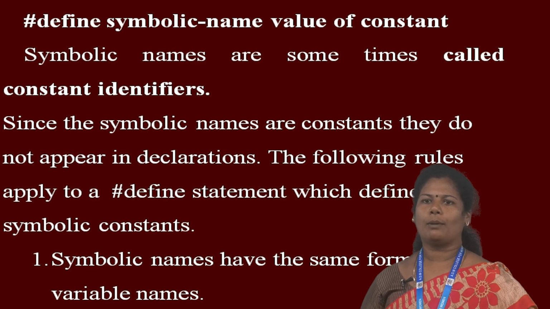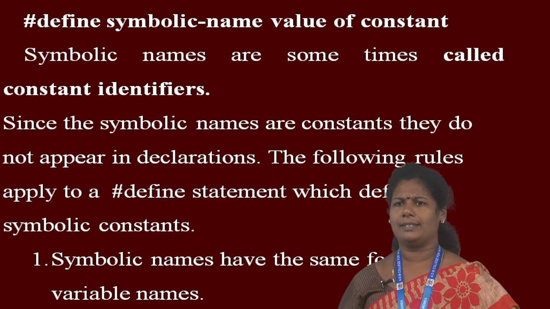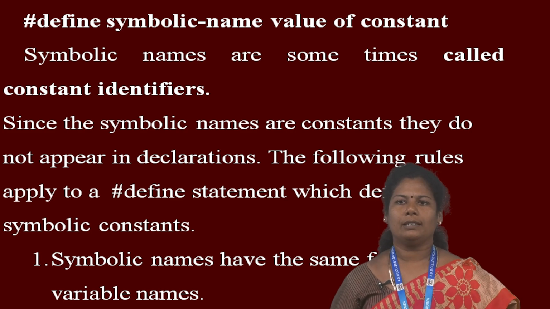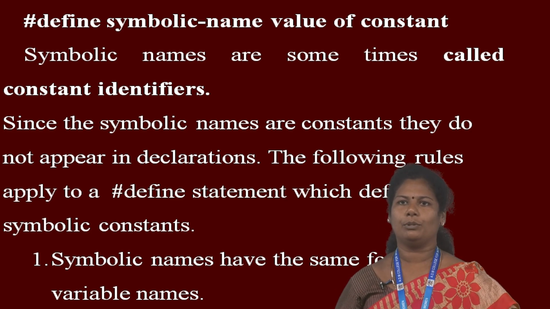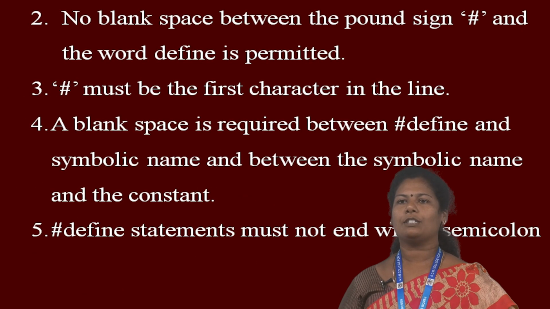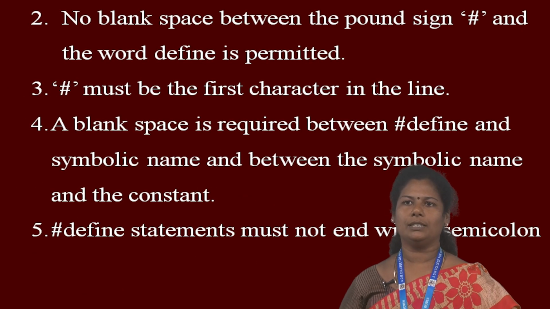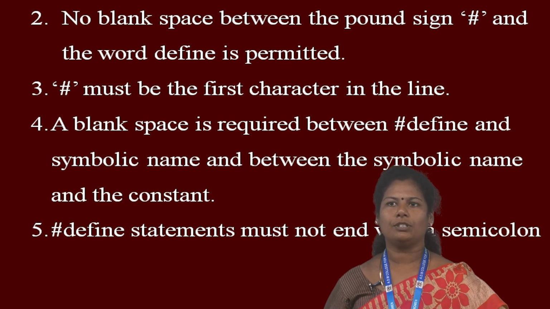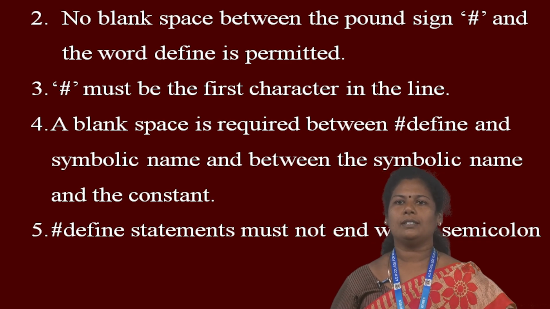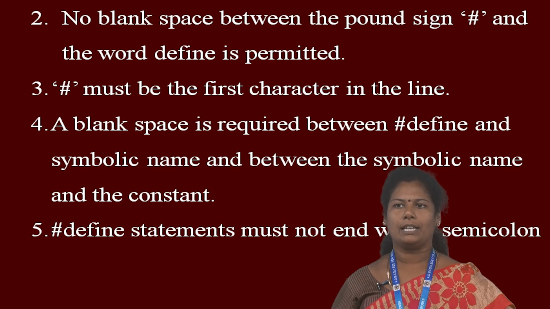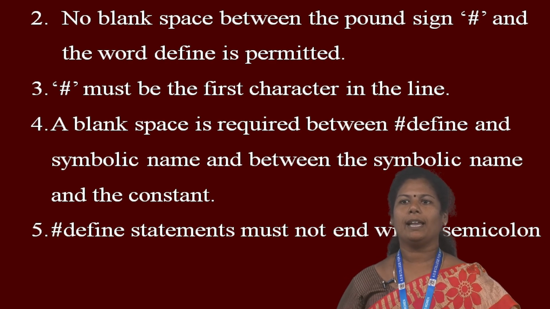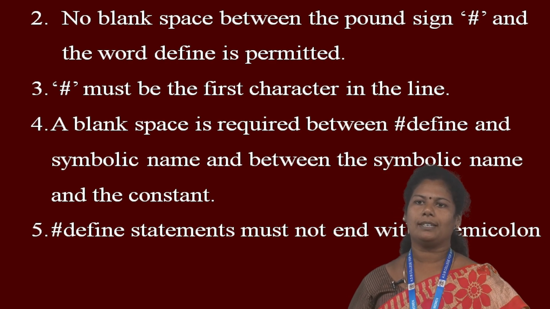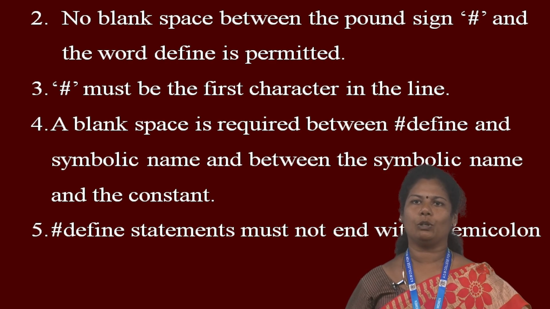The following rules apply to a #define statement which defines a symbolic constant. First one is symbolic names have the same form as variable names. Second one, no blank space between the pound sign and the word define is permitted. Third one is hash must be the first character in the line. Fourth one is a blank space is required between #define and the symbolic name and between the symbolic name and the constant. Fifth one is #define statement must not end with a semicolon.